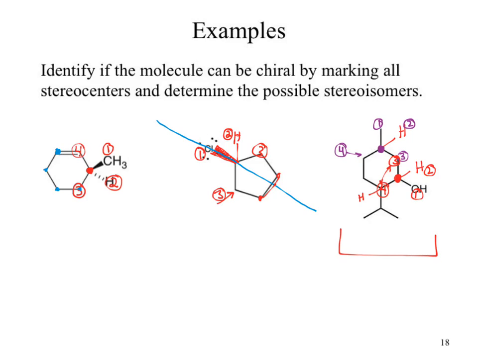So our first structure, we had how many chiral atoms? 1. Second structure? 0. Third structure? 3. How many stereoisomers are possible for structure 1? 2. How'd you get 2? 2 to the n, where n is the number of stereocenters. We've got 1. There are 2 possible structures.